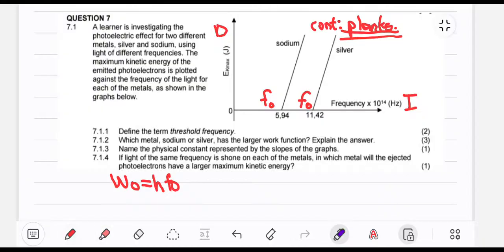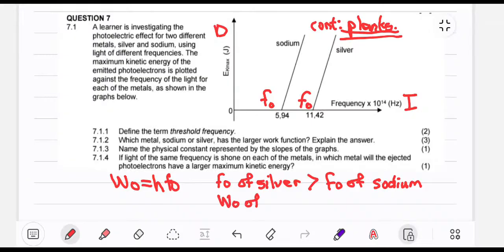So you can as well say the threshold frequency of silver is greater than the threshold frequency of sodium, implying that the work function of silver is going to be larger than the work function of sodium.